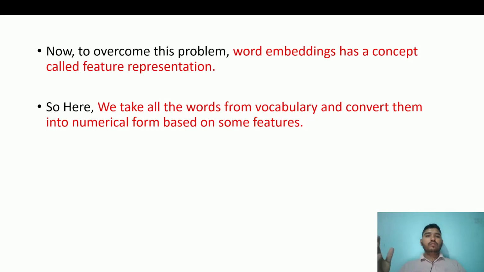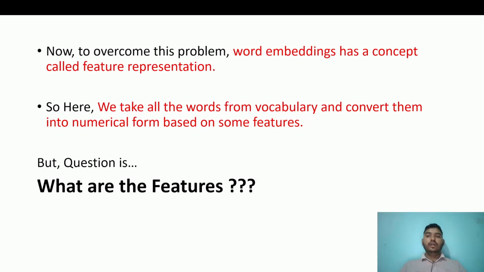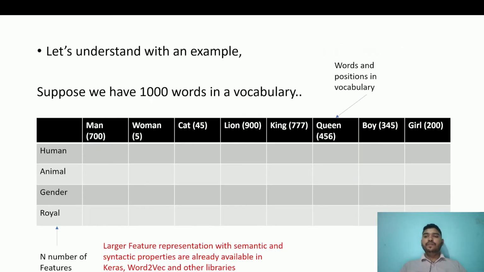To overcome this problem, word embedding has a concept called feature representation. Here we take all the words from the vocabulary and convert them into a numerical form based on some features. So the biggest question is, what are the features? Features are nothing but the already trained vectors. Let's understand with an example. Suppose we have 1,000 words in a vocabulary.